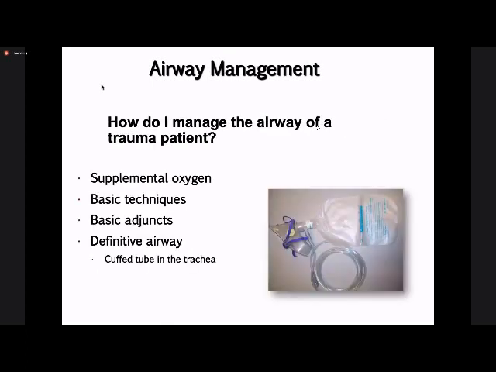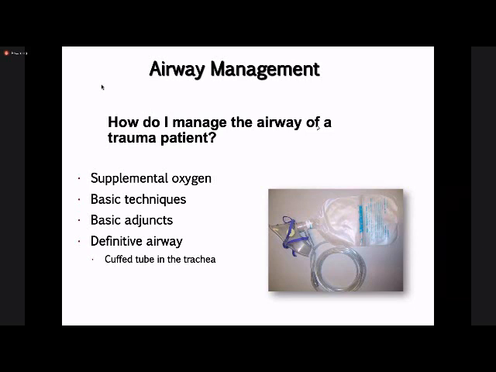So, methods to manage the upper airway. The first thing I've already told you: supplemental oxygen for every patient. Then there are basic techniques. Can anybody mention the basic techniques of opening up the airway? Chin lift and jaw thrust. Yes, we don't do that full triple maneuver, that is, head tilt we don't do, but chin lift and jaw thrust are the basic measures that are available.